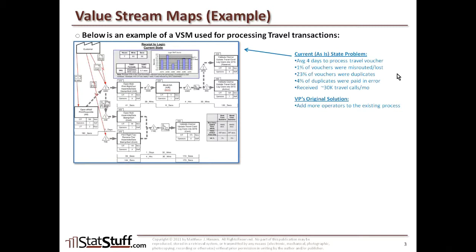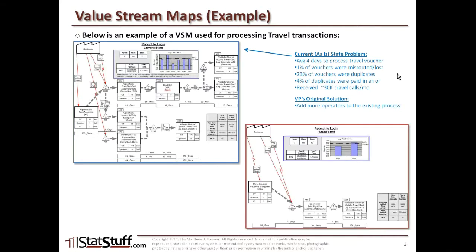Now, the executive over this particular group at the time, their original solution was, we just need to add more operators to the existing process in order to help improve the overall time and efficiency for this process. Well, that solution would have definitely worked. If we added more people to the process, they definitely would have increased the amount of efficiency that they were experiencing. But there's obviously a cost associated with adding more operators. So instead we composed this value stream map, and at the end built this future state, this to-be state.